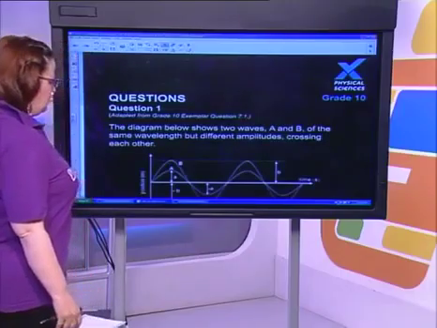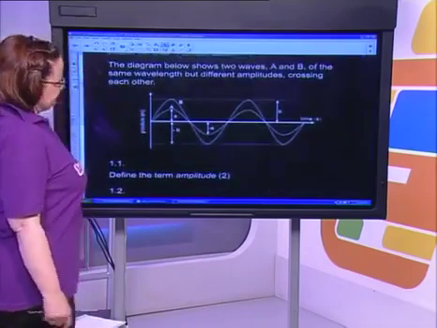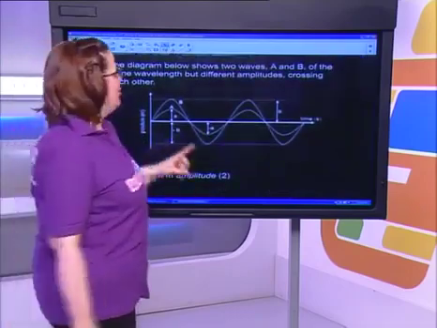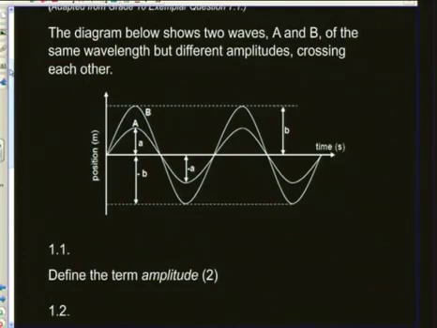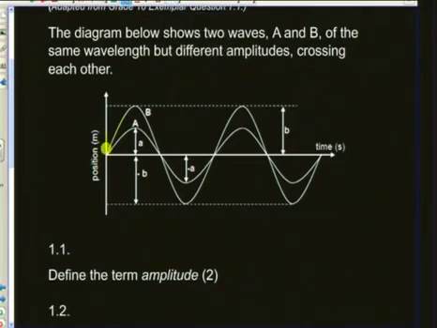Now, the first question we're going to look at is this one. It's actually a really nice question. It says that the diagram below shows two waves, A and B, of the same wavelength, but different amplitudes crossing each other. So now, if we look at our waves, let's highlight them quickly. That's wave B, which is now going to become yellow. Okay, so that's wave B.